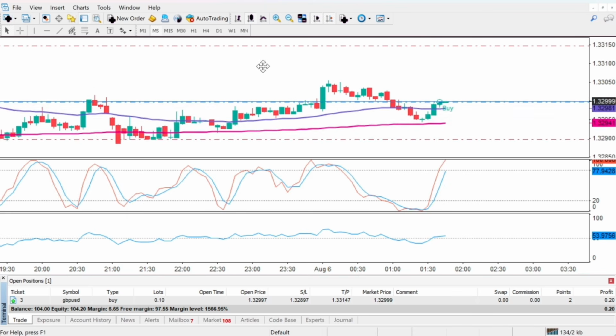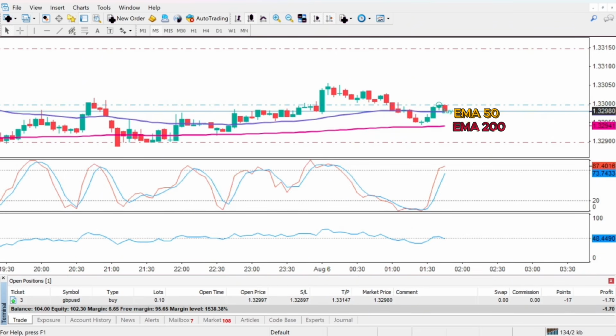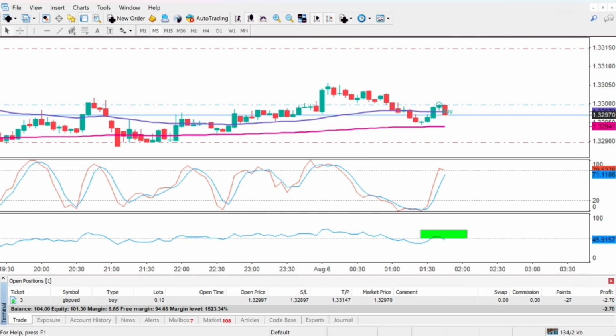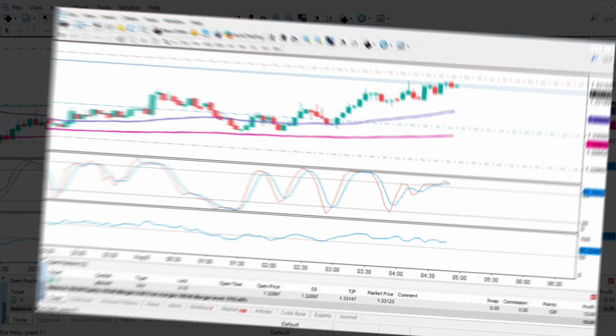Alright guys, trade 3, and once again the conditions are ticking all the boxes. EMA 50 sitting above the 200, clean bullish bias, pullback right into the zone, Stochastic oversold turning up, RSI holding above 50. So yeah, I pulled the trigger on a buy at 1.32997. Stop loss set at 10 pips, target at 15 pips. Lot size 0.10. Honestly, this looked picture perfect.